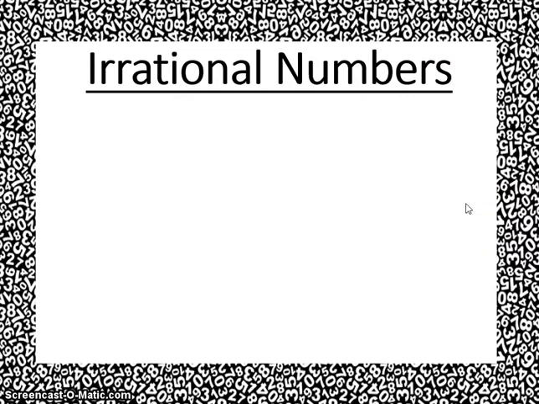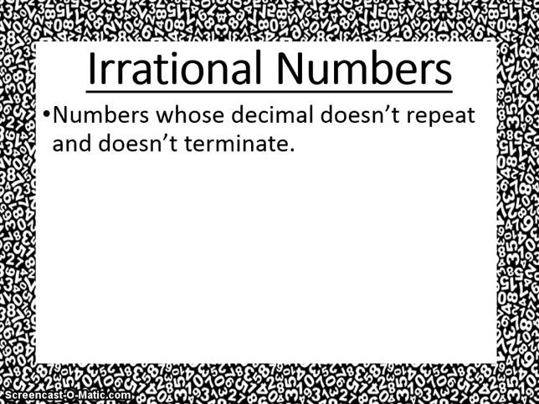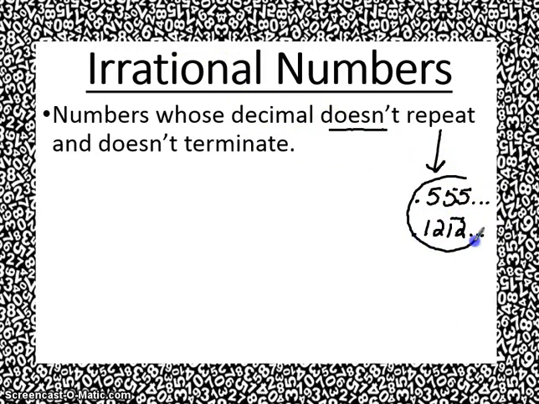Irrational numbers, remember, they're the opposite of rational numbers, are numbers whose decimal does not repeat and does not terminate. Think about what it means to repeat. If you repeat, you do the same thing over and over. For instance, if a decimal does repeat, it would be like 0.555, and so on, or 0.1212, and so on, repeating the 1, 2. These are examples of repeating decimals. Irrational numbers do not repeat. They also do not terminate, which means they do not stop. They go on forever without repeating. An example would be the square root of 3.